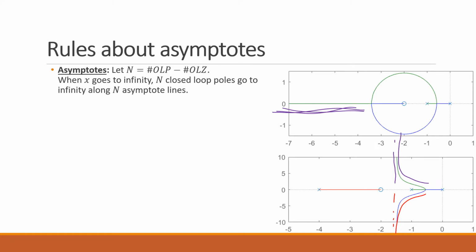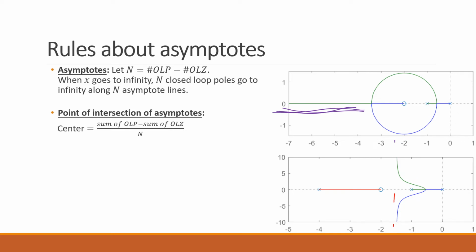The second thing about asymptotes is that all these asymptotes always intersect at a special point, and we call that the center of asymptotes. And the center of asymptotes has a formula. It is equal to the sum of open loop poles minus the sum of open loop zeros, divided by n, which is the number of asymptotes, equal to the number of open loop poles minus the number of open loop zeros, as seen before. In the first example, there's only one asymptote. It does not have any intersection point. In the second example, we have two asymptotes. So let me delete this and show the asymptotes again. So in the second example, we have two asymptotes.